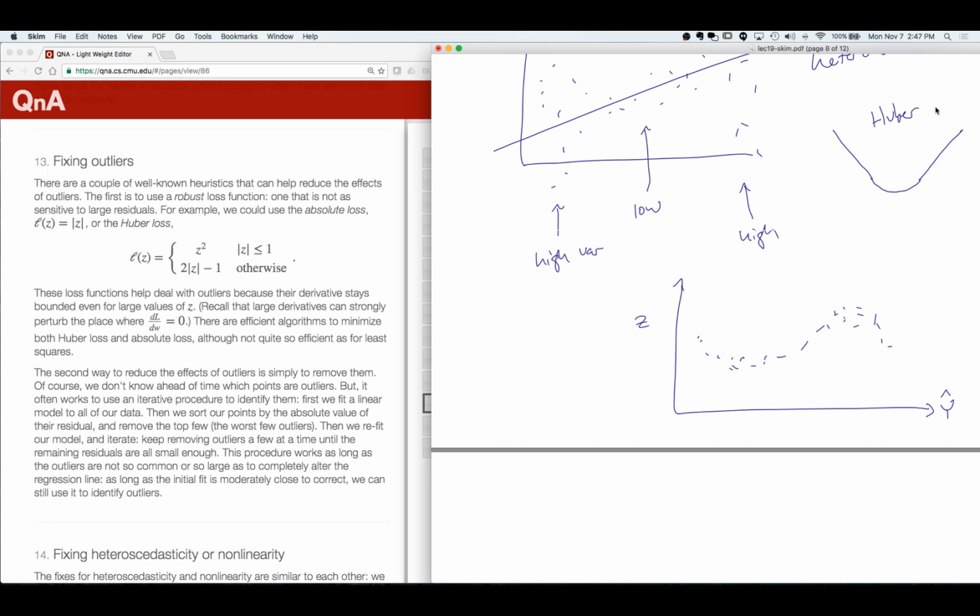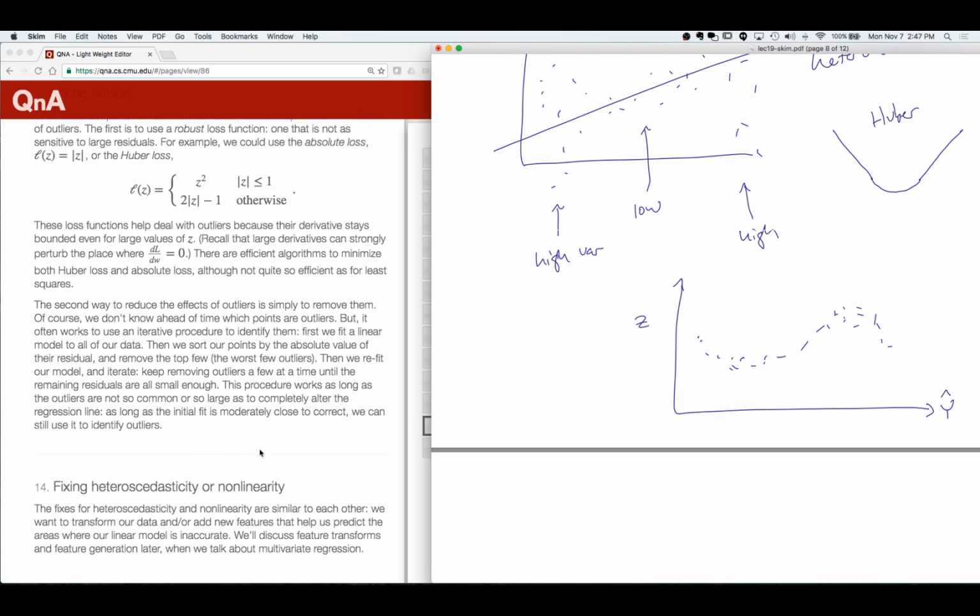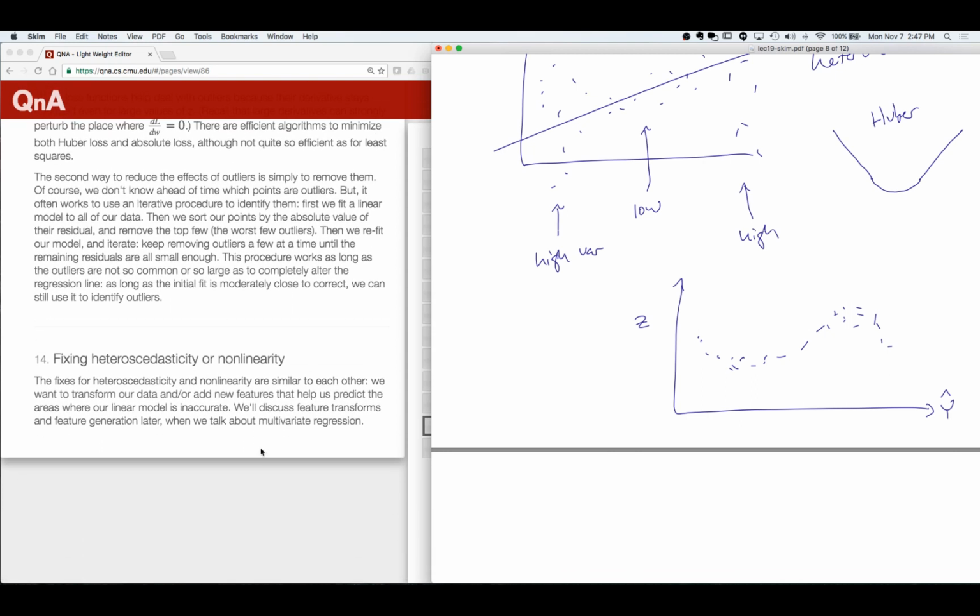The last thing that we want to do is potentially fix heteroscedasticity or nonlinearity, and basically what I'm going to do is punt on those until we get a chance to talk about multivariate regression, because the best fixes for those are adding new features and adding new feature transforms, and we can't do that until we get to multiple regression. All right, so that's everything I wanted to say about univariate regression, and also the graphical model example.